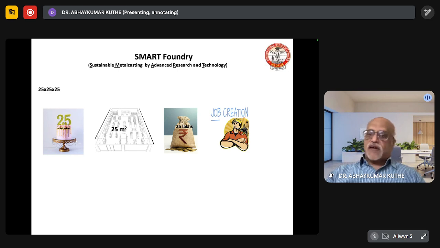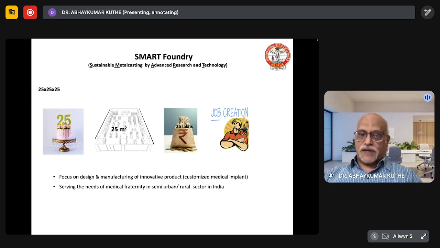So can we think of, in this particular domain, that the smart frontal feature will be useful in the metallic implants that are to be developed and designed in India for the patients, or that is what we generally call customization. As I already mentioned, the focus on design and manufacturing of the innovative product, that is the customized medical implant, is very interesting.